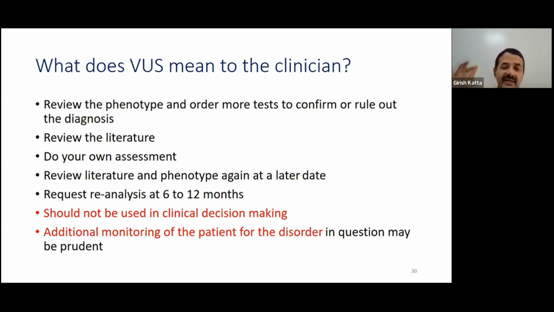Review the literature and phenotype again at a later date, maybe after 6 to 12 months. You can request reanalysis by the lab after 6 to 12 months. It should not be used in clinical decision making. If you have a VUS, it is not recommended to do prenatal testing based on a report of VUS. But if it is like biotinidase deficiency where you have a VUS, you can give biotin because it is harmless. So you can try therapeutic actions which are harmless, but you cannot do prenatal diagnosis if it is VUS. Additional monitoring of the patient for the disorder in question may be very prudent because you are not very sure.